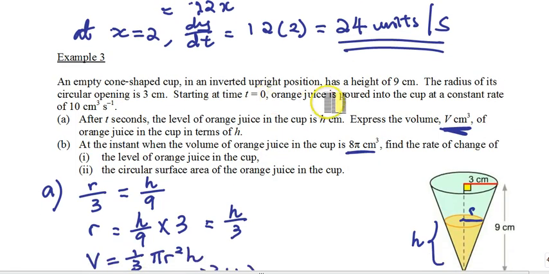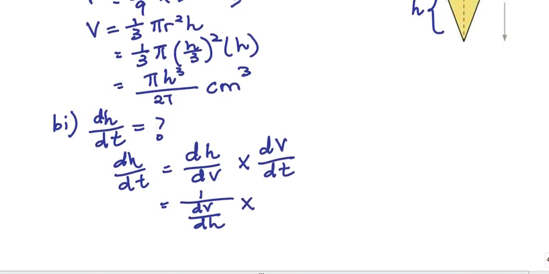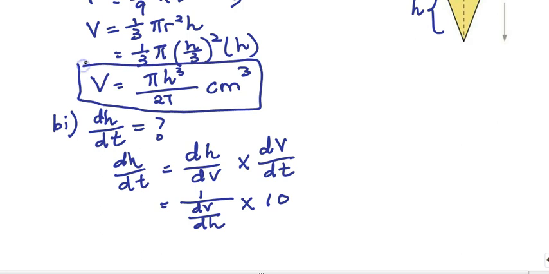Look at the question here. We are told that orange juice is poured into the cup at a constant rate of 10 cm cubed per second. So we know that dV over dt is 10. So that leads us now to find dV over dH. How do we find dV over dH? We make use of what is found in part A. So we know that V is equals to pi over 27 times h cubed.